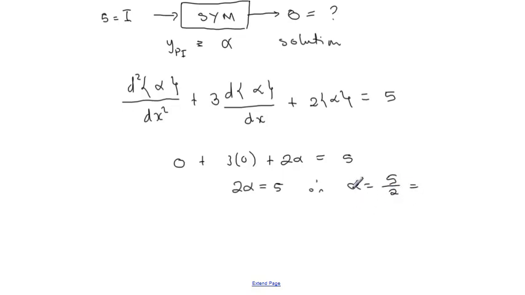As you can see now, this output alpha here is actually half of 5, which means that the system has output a scaled 5, scaled by half. So in that case, what I was saying is simply that the particular integral of the given equation is simply 5 over 2.